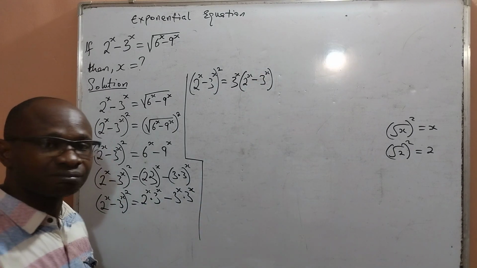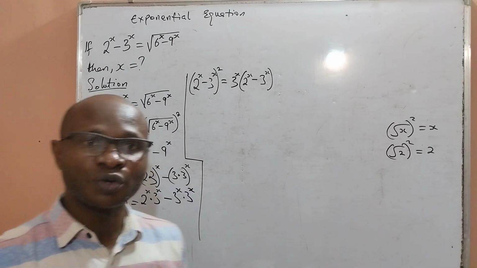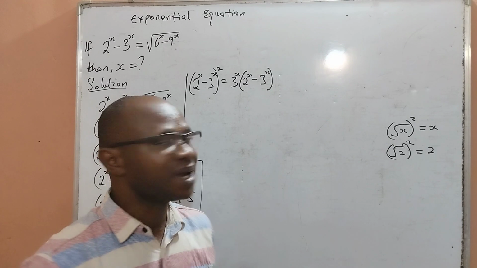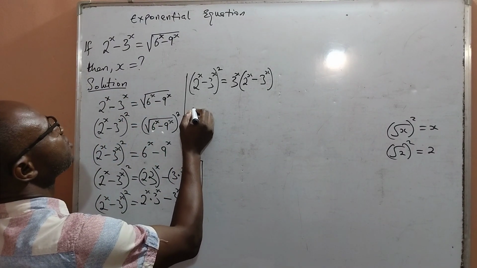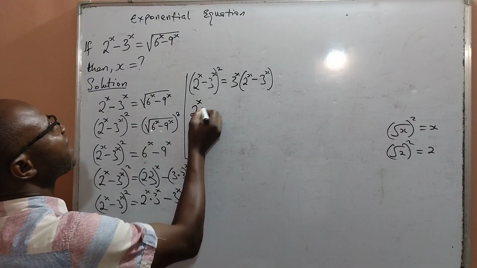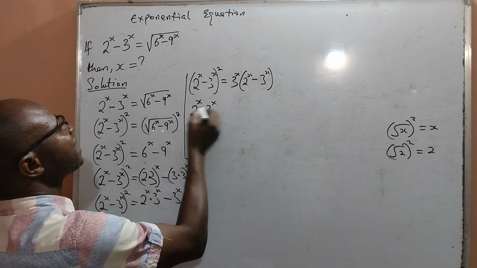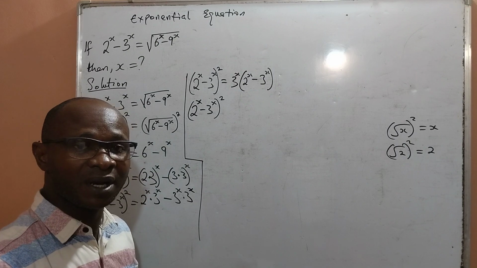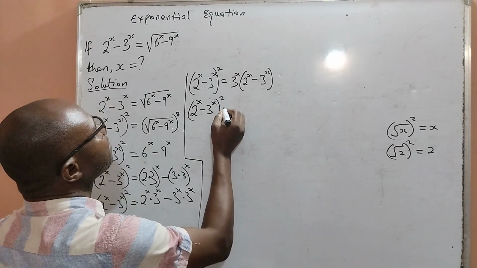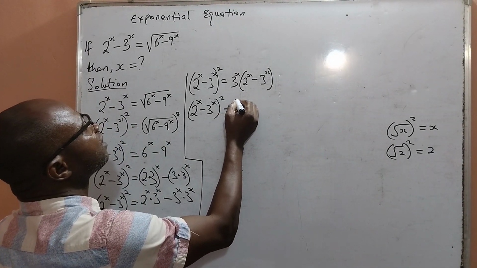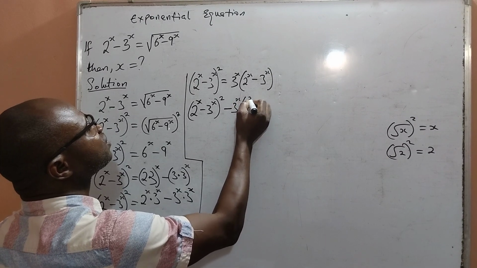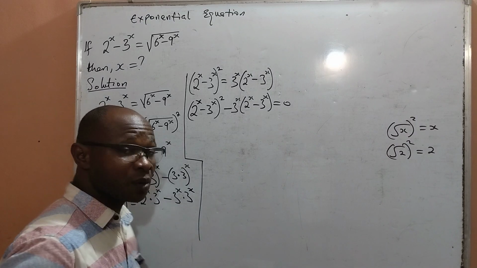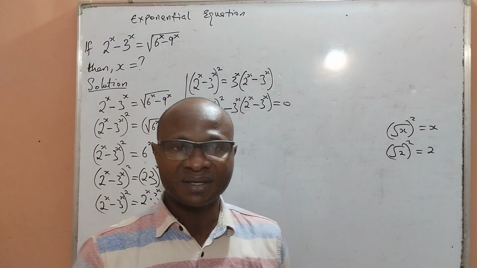Very good. At this point, I want to move what is on the right hand side to the left hand side. Doing that, I have the expression written as 2 raised to the power x minus 3 raised to the power x all raised to the power 2. Moving what I have from the right hand side to the left hand side will now be minus 3 raised to the power x into 2 raised to the power x minus 3 raised to the power x. Everything now is equal to 0 on the right hand side.